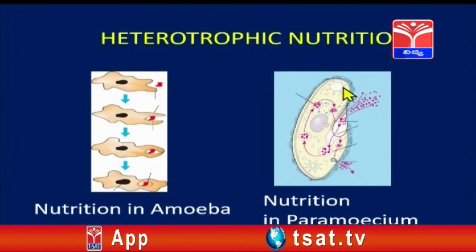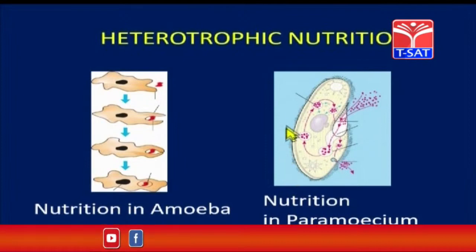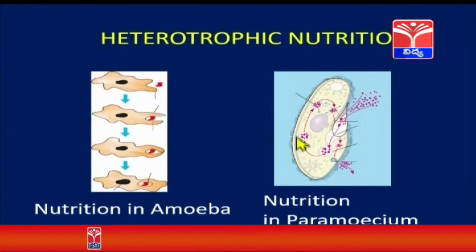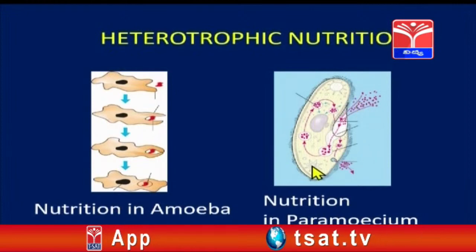Next, the next example is nutrition in paramecium. The paramecium is an organism in the shape of a slipper, and it has cilia all over its body. Why are the cilia helpful?